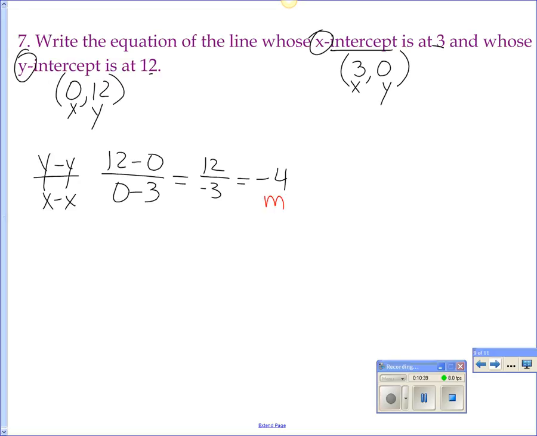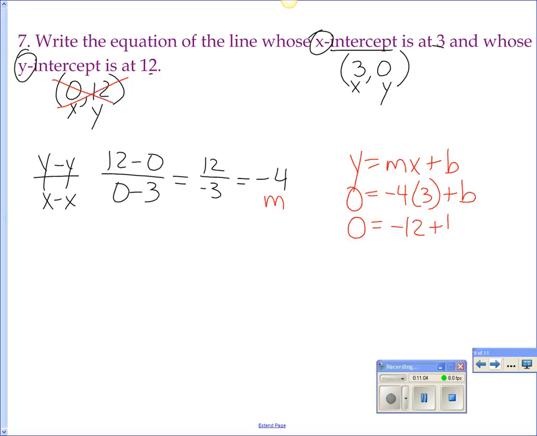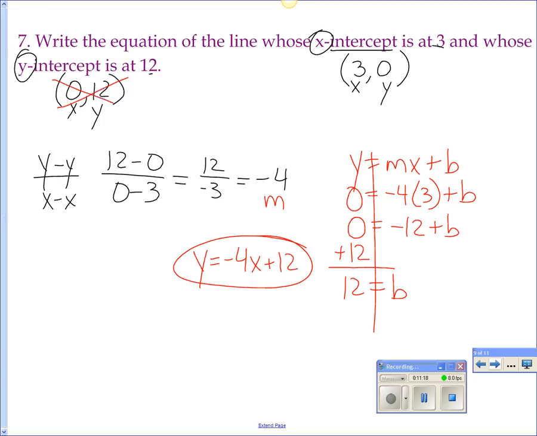Once again, remember you can pause this to catch up on the writing. All right, so the last step, y equals mx plus b. Y'all know how to do this. I'm going to use 3, 0, so it'd be 0 equals negative 4 times 3 plus b. So 0 equals negative 12 plus b. And you move it to the other side, it becomes positive 12. So your final answer is y equals negative 4x plus 12.